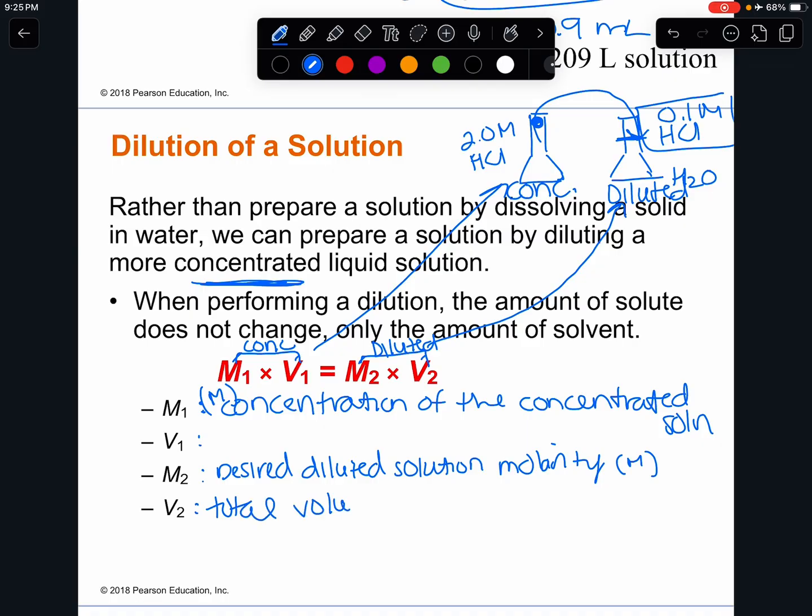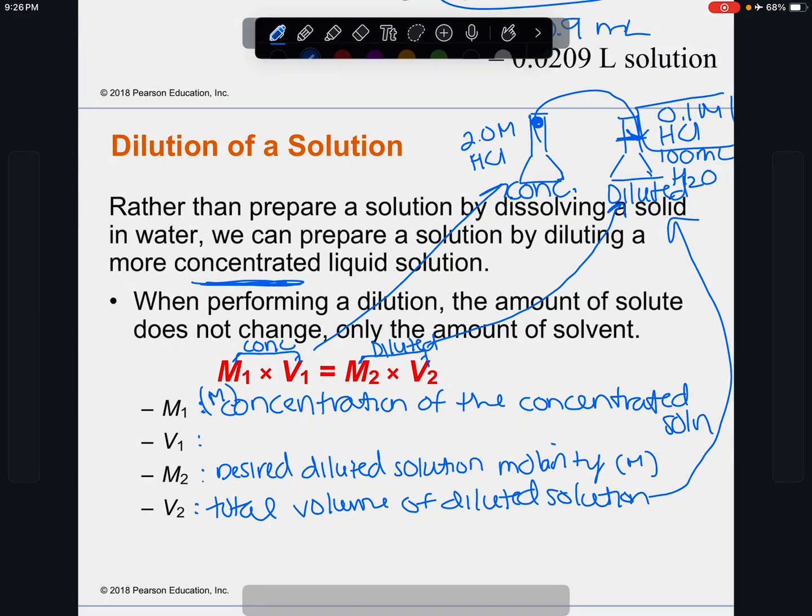And then V2 is my total volume of diluted solution. So for example, in that picture above, maybe this flask was 100 milliliters. So that would be my V2.